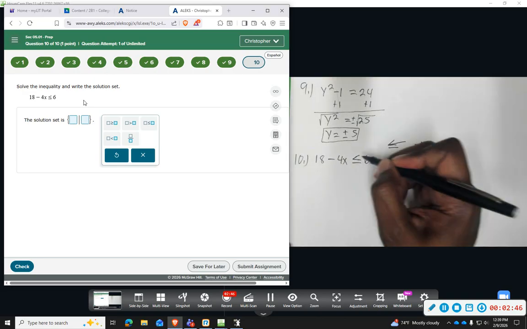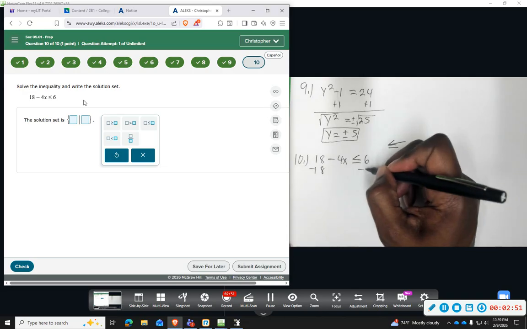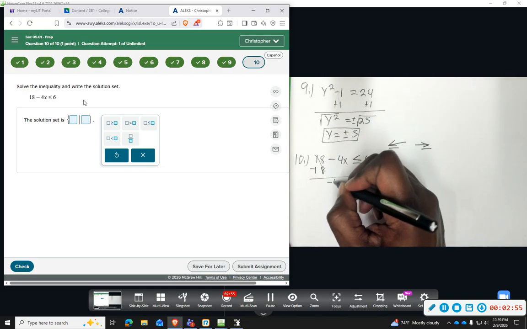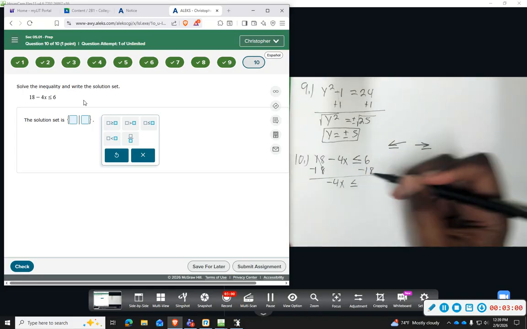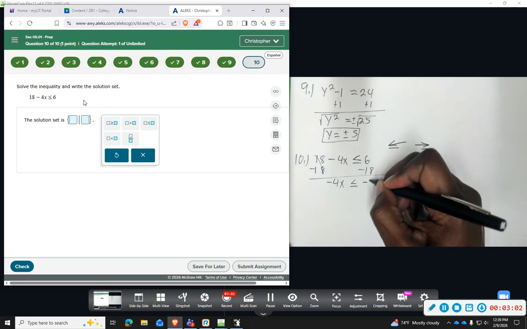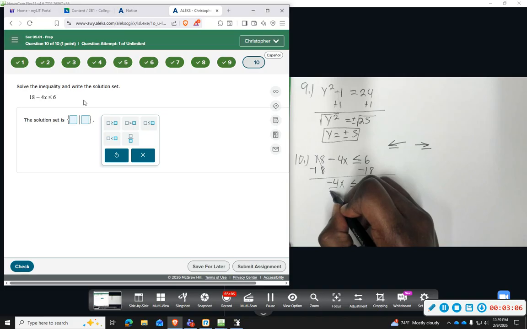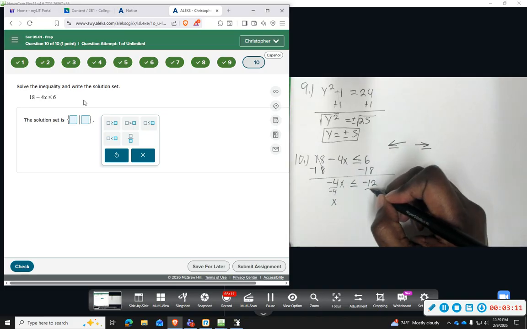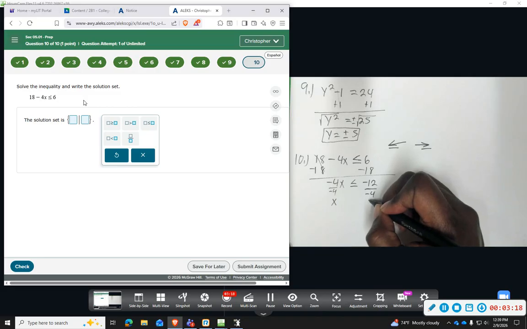So in this case, we want to subtract 18 to get the x term by itself. Bring down the negative 4x. This is less than or equal to, and this would be negative 12. Then we would divide by negative 4. So here we go. Negative divided by negative gives me a positive x. Divide by negative 4. Negative divided by negative is a positive 3.